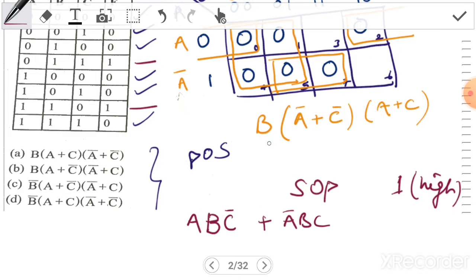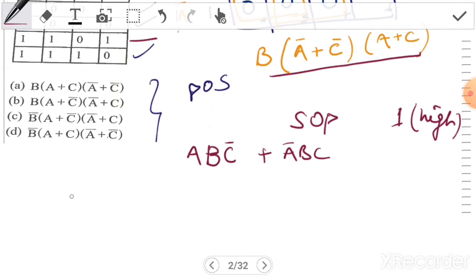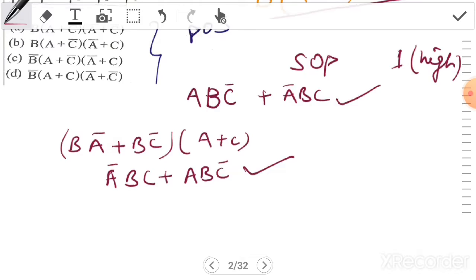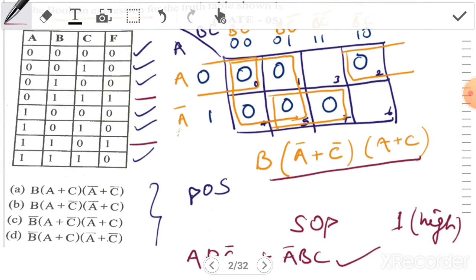And let us simplify this. B, A complement plus B C complement, A plus C. B A complement A, that is 0. B A complement C, so A complement B C plus A B C complement plus B C complement C is again 0. So our answer is verified. Let us see the next question.